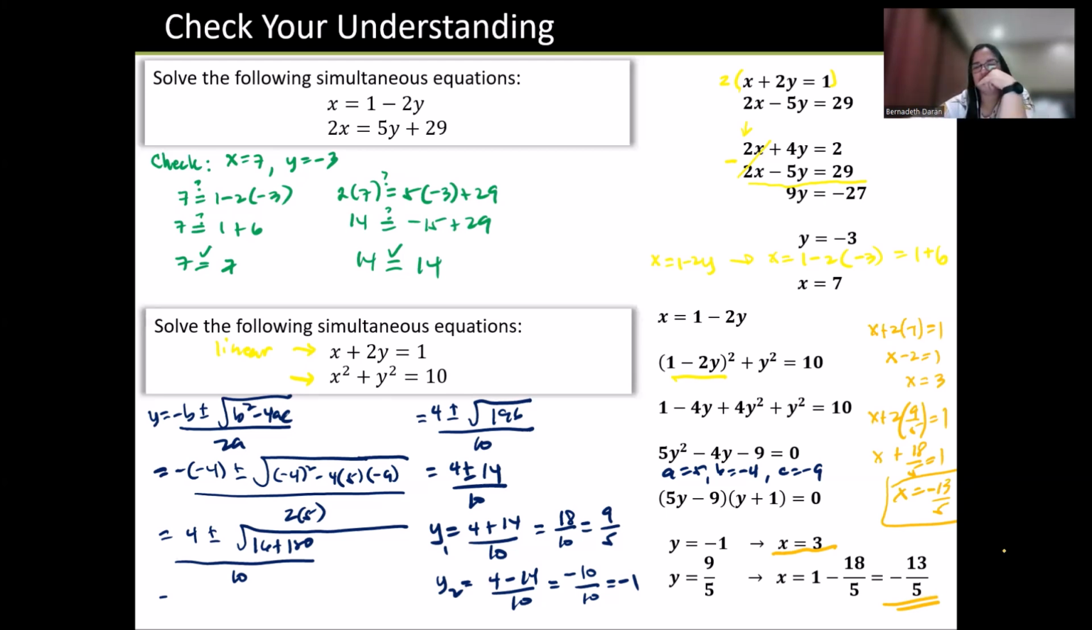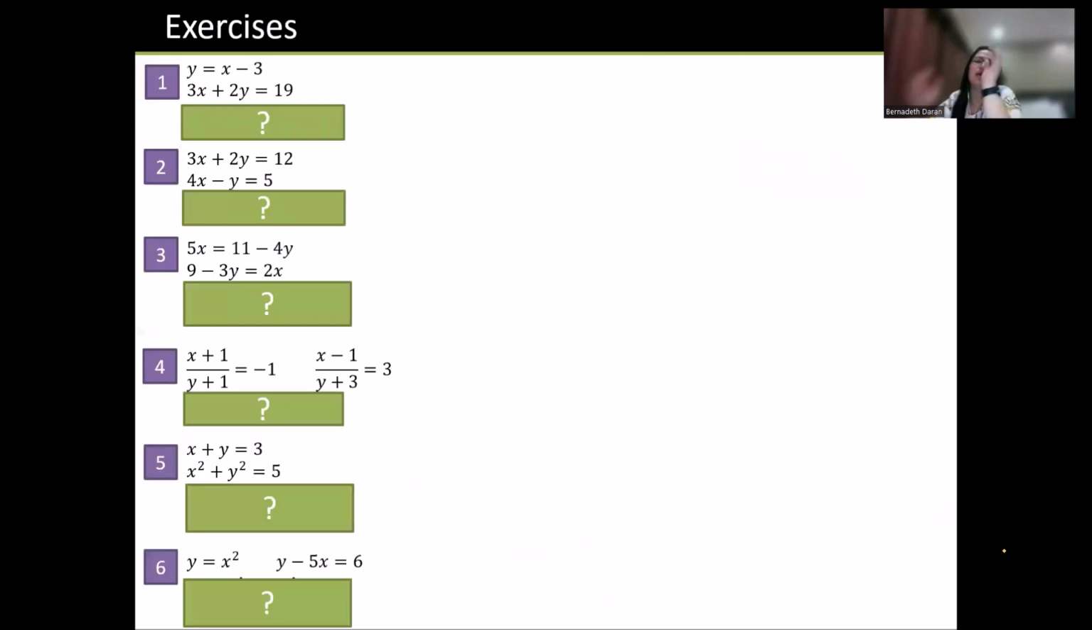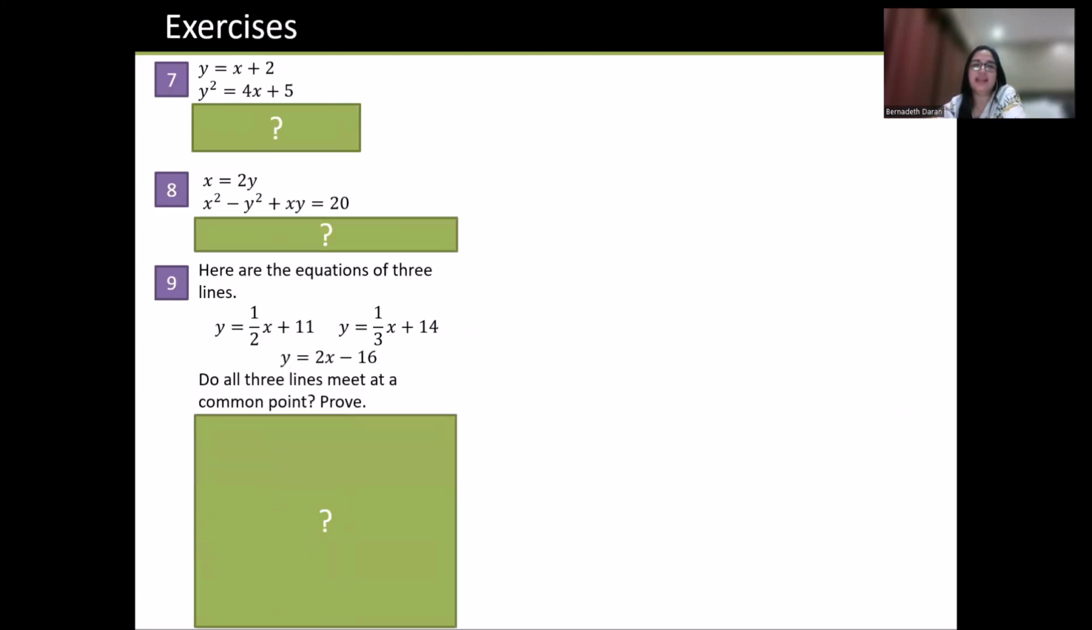Okay? Now, I want you to get your paper and try to solve this. So we have 1, 2, 3, 4, 5, and 6. Try to solve all of this on your own. Okay, and this one also is y is equal to x plus 2, y squared is equal to 4x plus 5.